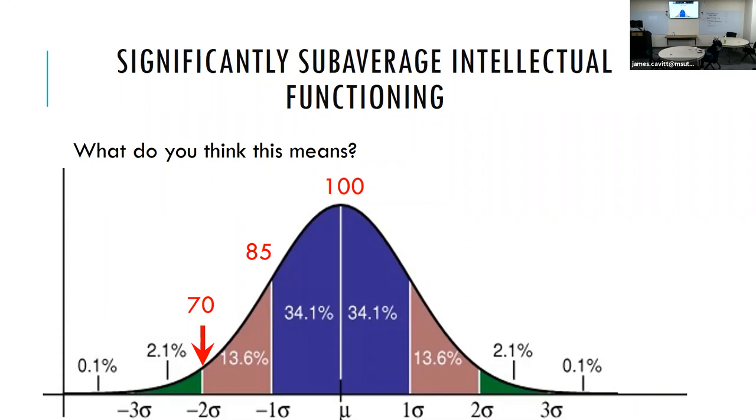Same thing up here. So you've got on the high end, 115, 130. If your IQ is above 130, you're 2.1% of the population, 2.2% of the population up here.